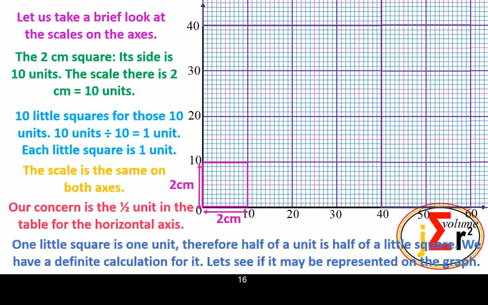We have a definite calculation for it. Let's see if it may be represented on the graph. So we are going to put that on the graph, the half of a unit. You know that half of a unit is half of a little square. Of course, we can see half of a little square. So it means that it should be able to be depicted on the grid.